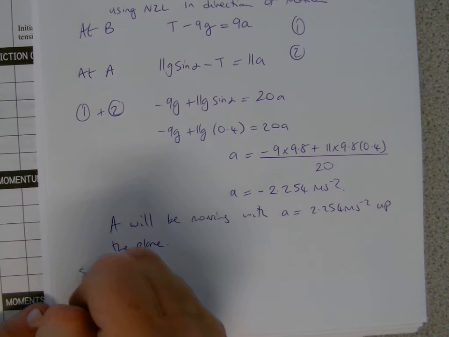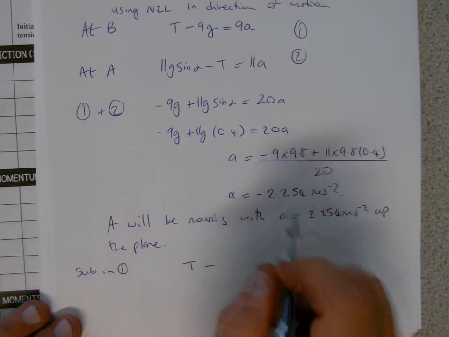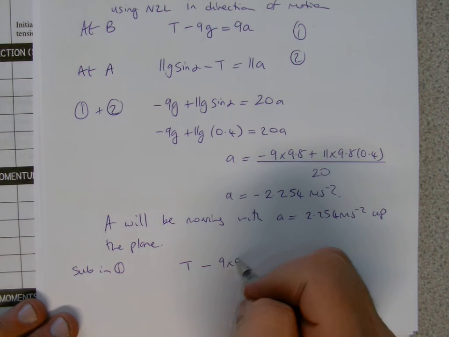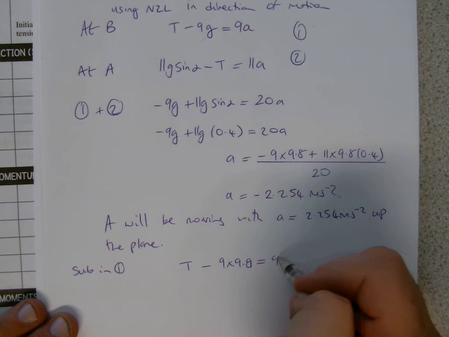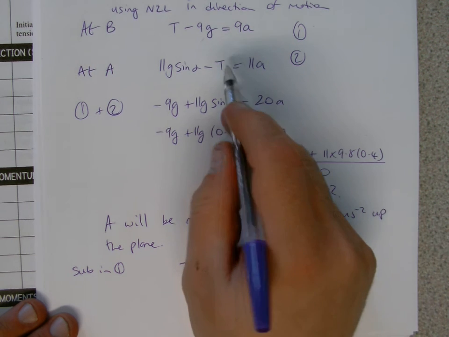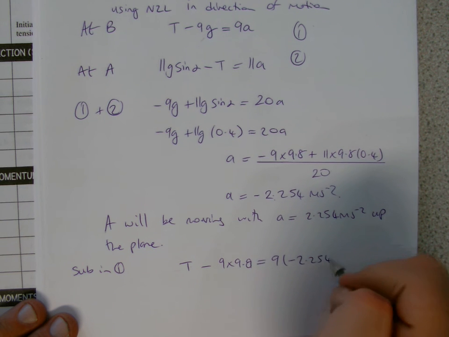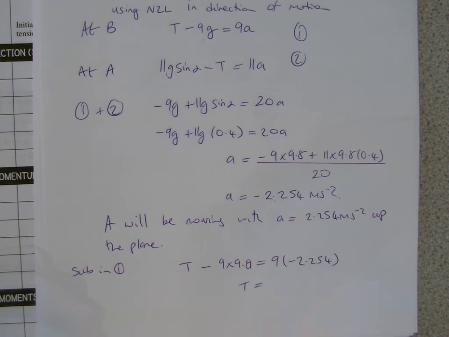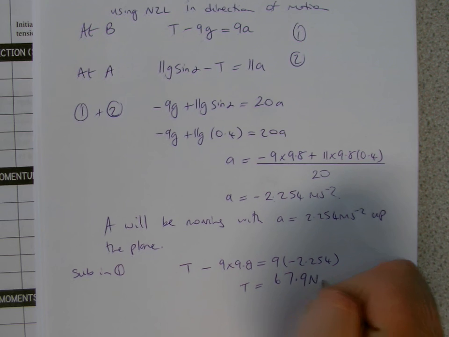And then if I substitute into equation 1, I've got T minus 9g equals 9 times A. Remember, these equations are set up for this answer here, so I need to put the negative one in, and then I can get my tension out to be 67.9 newtons.